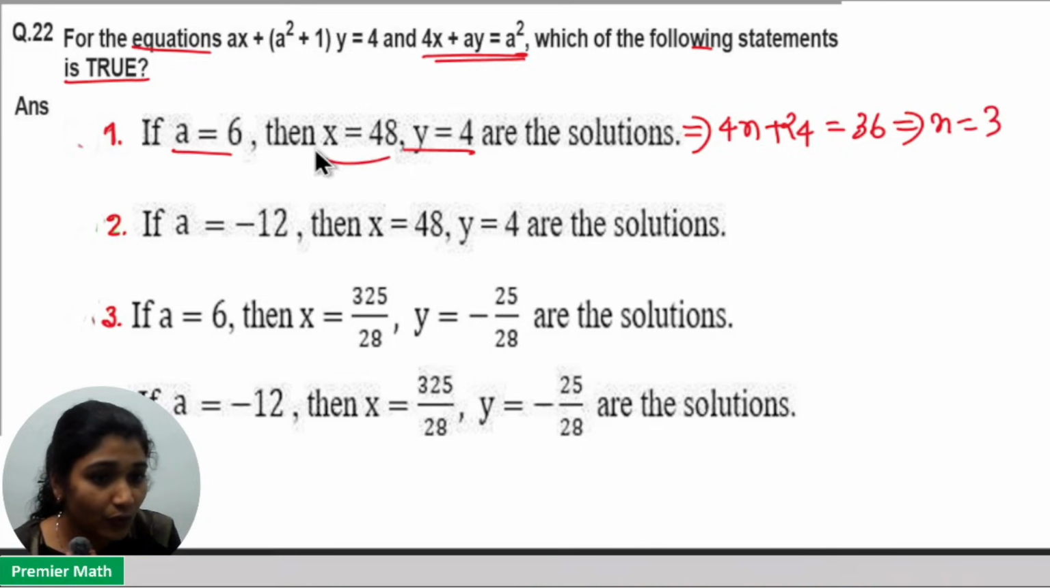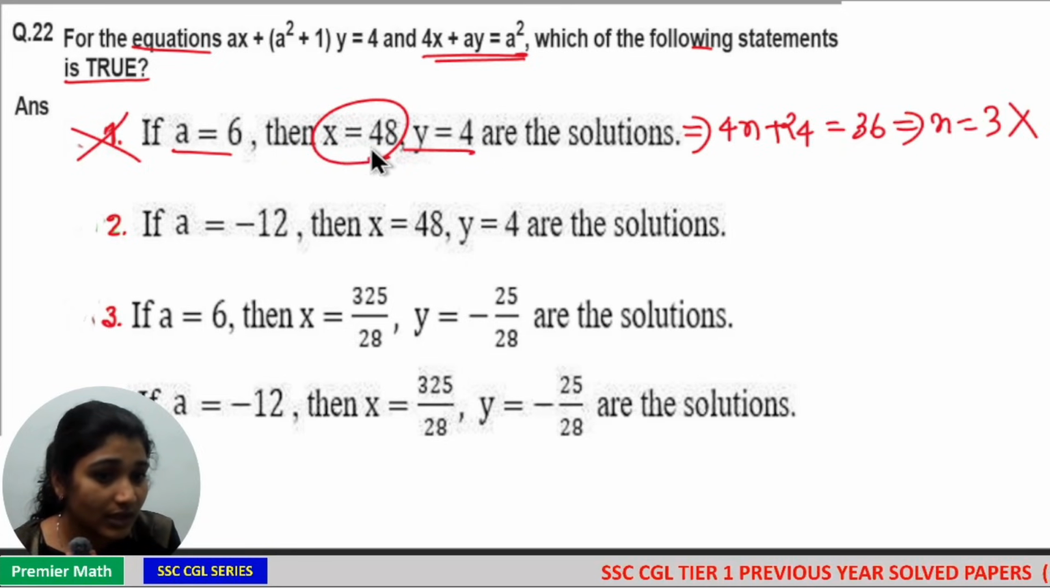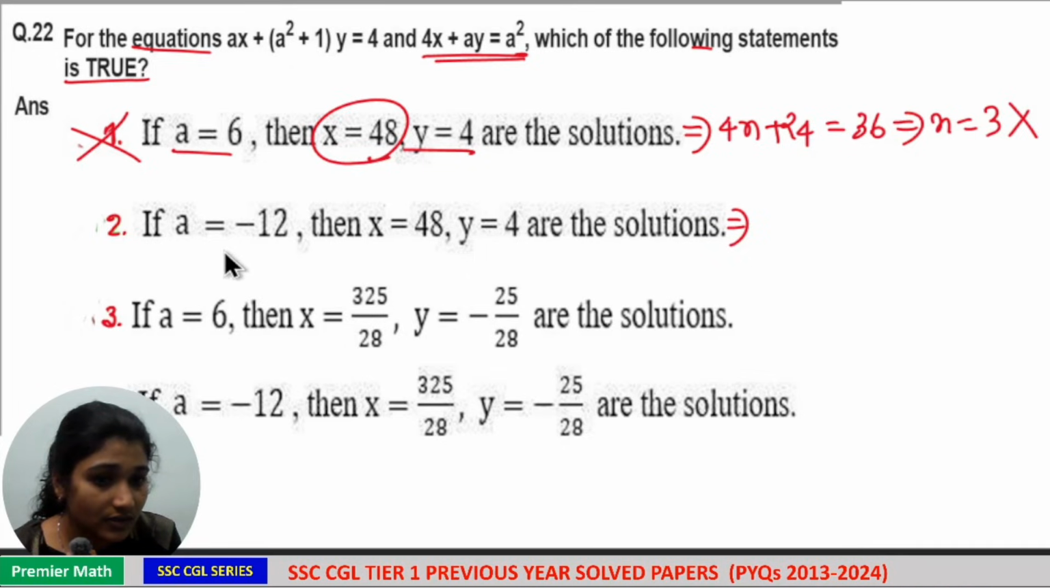X is not 48 here. So x is equal to 3 here, which means option 1 is eliminated. When you put a equal to 6 and y equal to 4, x should become 48, but here x is equal to 3. That is wrong. Now check with the second option.